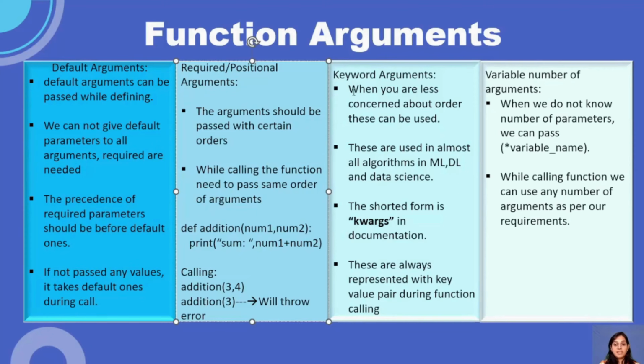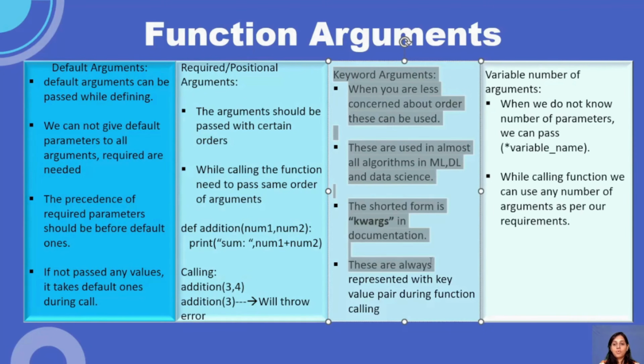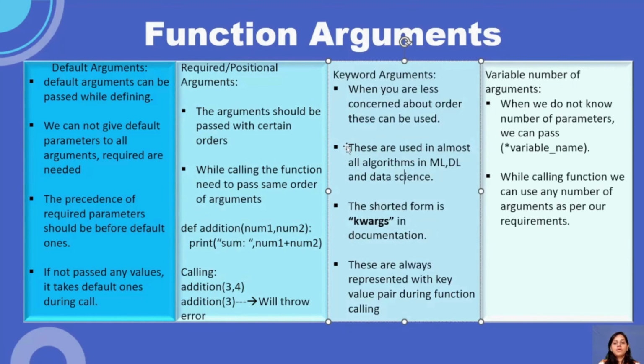Keep these things you need to understand, guys, more, and you need to practice because these are used throughout your ML and AI and data science journey. Okay. So the short term for this is called kwargs. Kwargs in documentation. And these are always represented with key and value pair, guys. I will show you examples again.